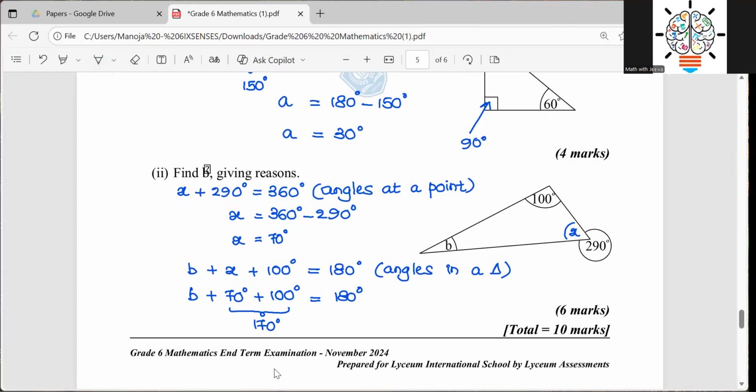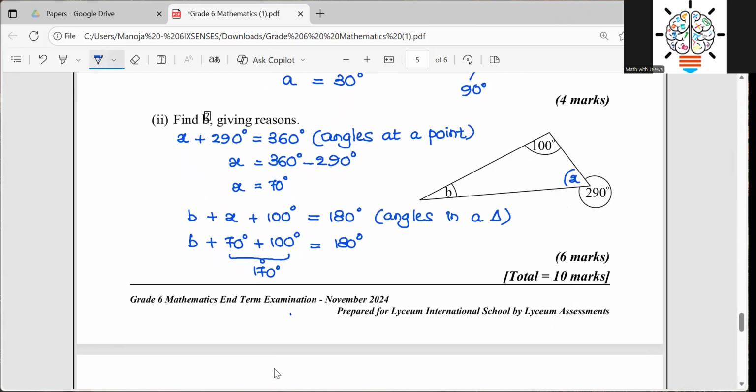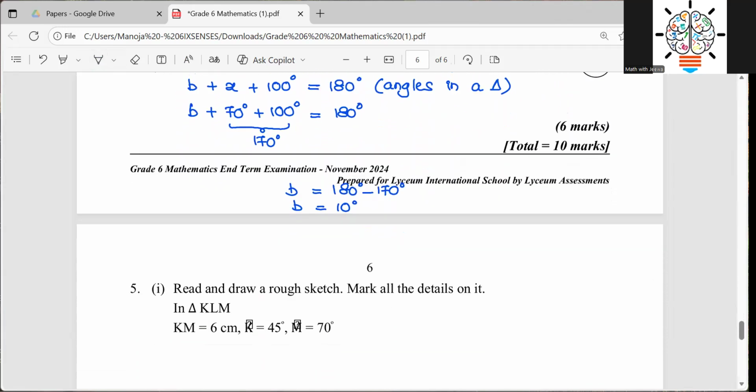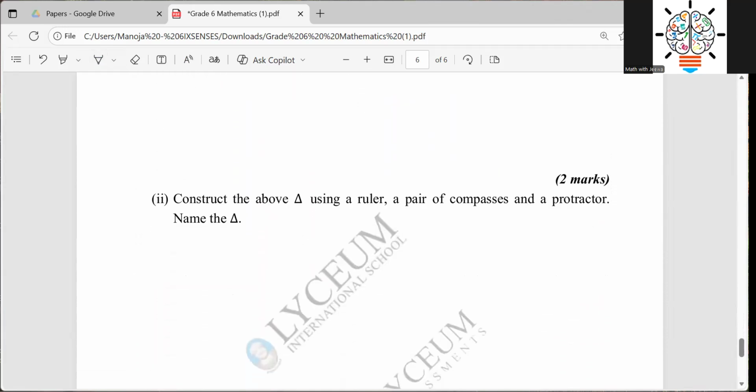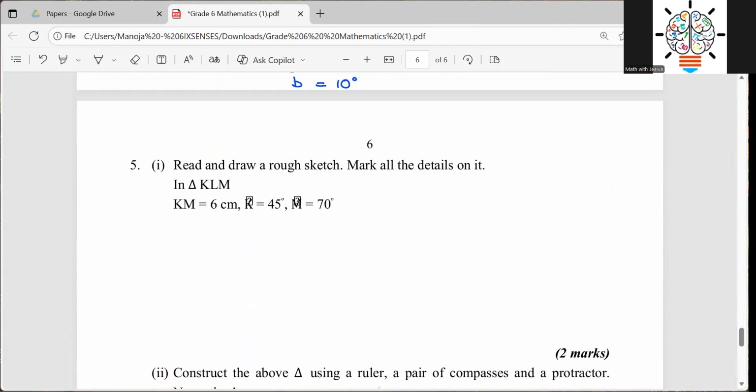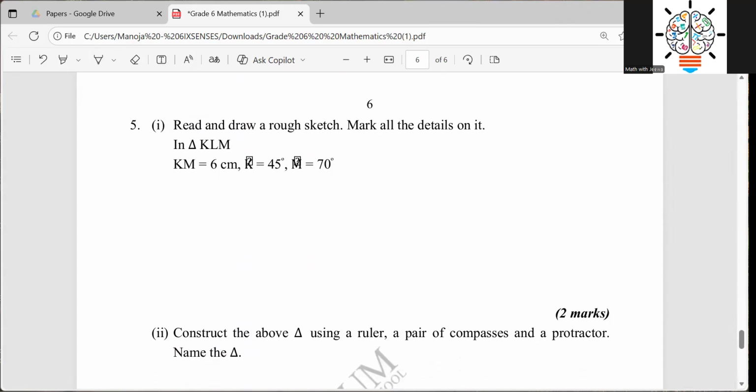So then how do you get the B value, children? B is equal to 180 minus 170. So then B is equal to 10 degrees, right? See, children, how I have shown my workings and how neat it is; you want to maintain the same thing, right? So then the next one, right?